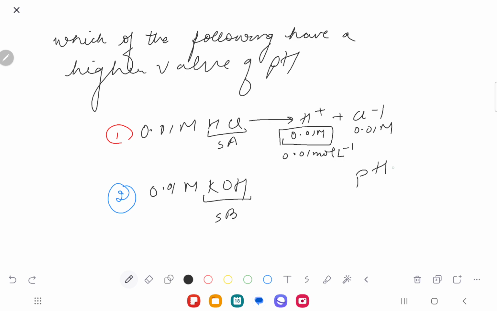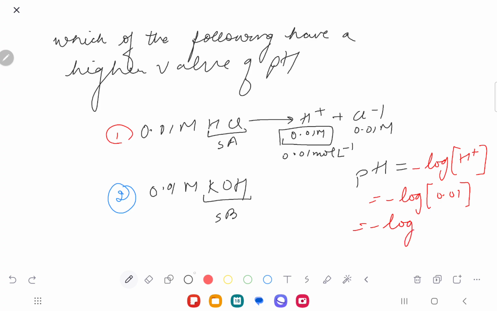So my pH for the HCl is going to be minus log of H plus. So it is going to become minus log of 0.01. If you solve, it is effectively going to become what? Minus log of 1 over 100. So it is going to become minus, log 1 minus log 100.